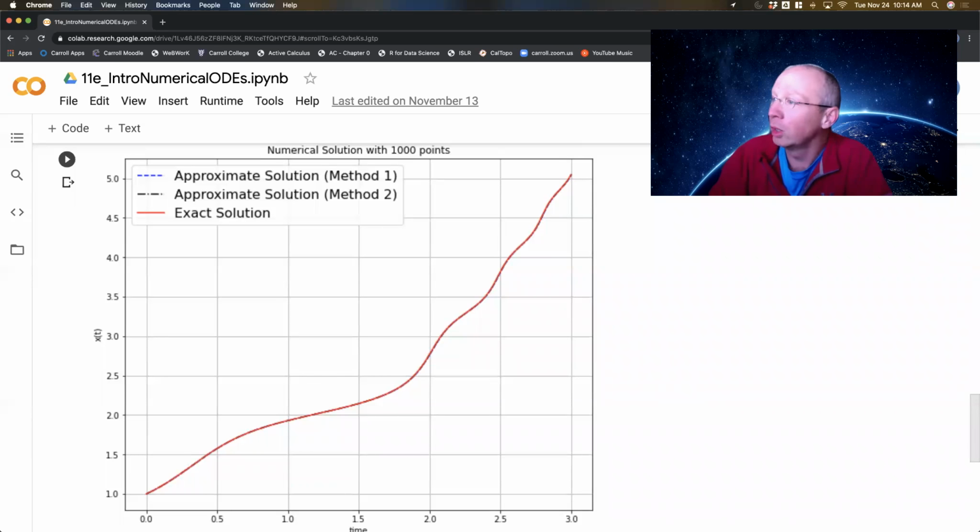Okay, we're going to do lots of different techniques for numerical ODEs. That's going to be the flavor of all of them.